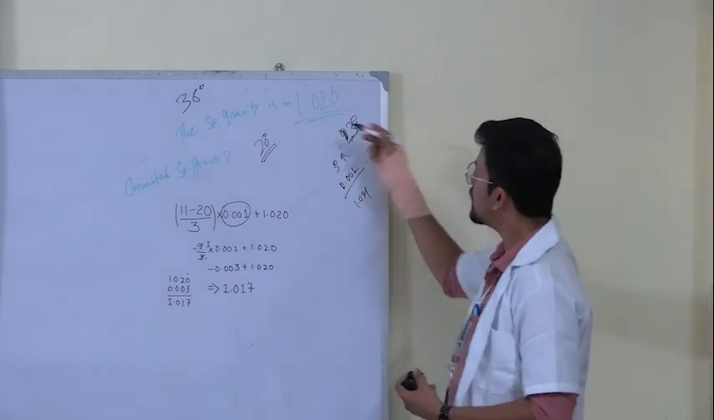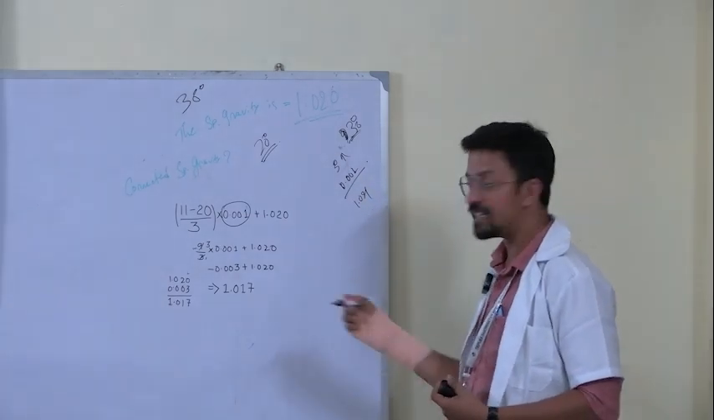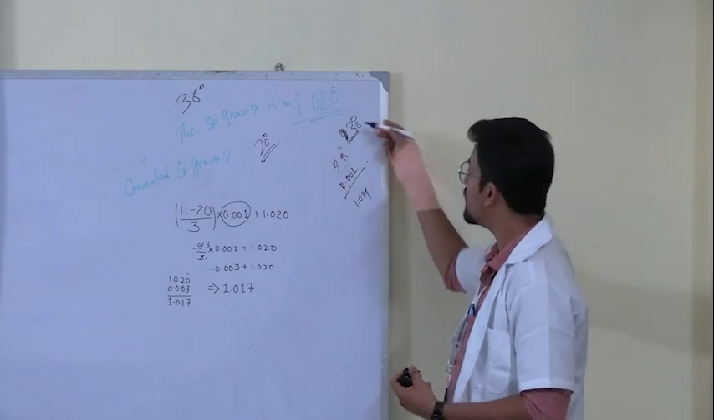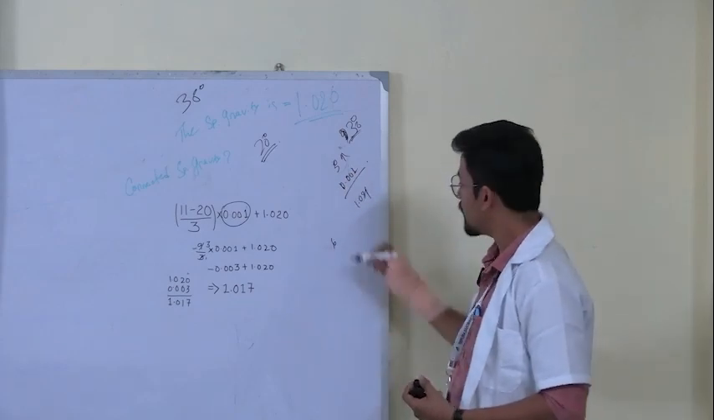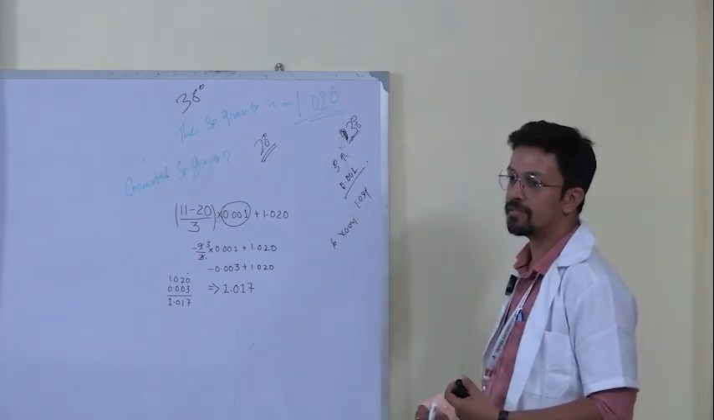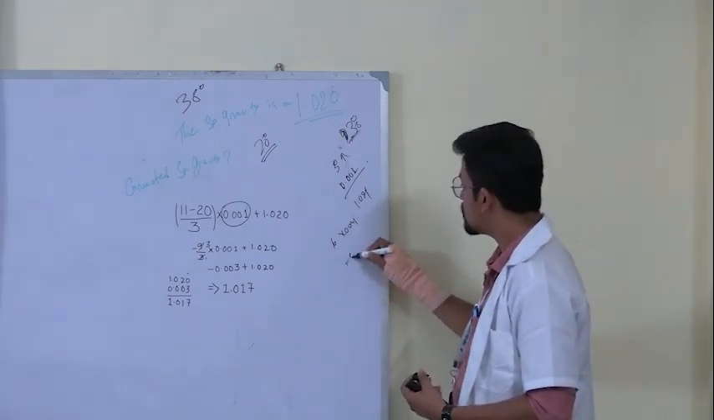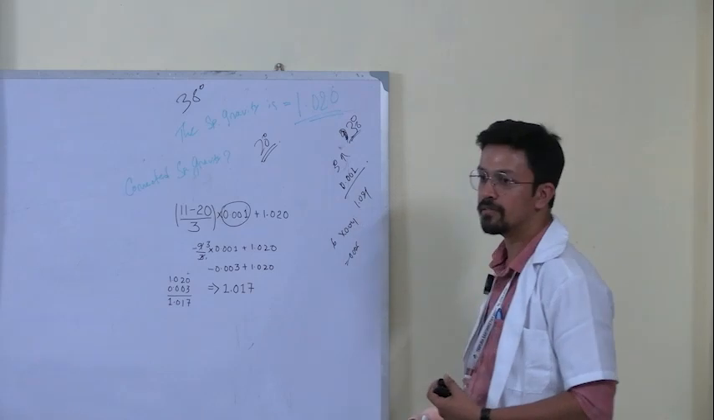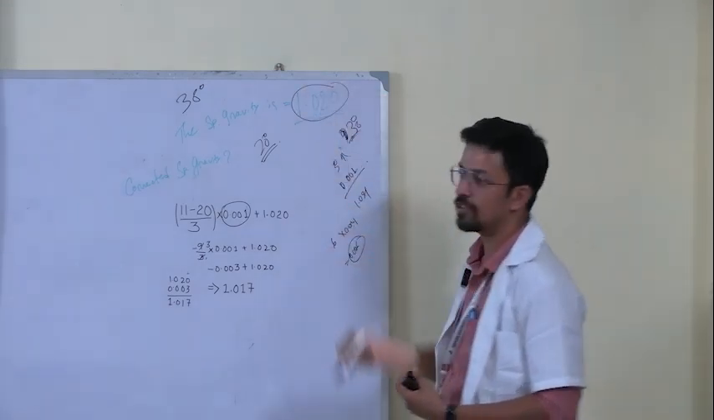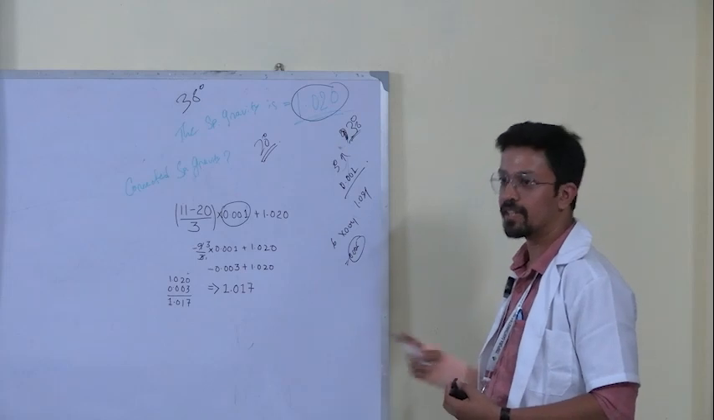18. 18 divided by 3 is how much? For each 3 degrees you have to add this much. Remember this part. So 18 divided by 3 is 6. Into 0.001 that you have to add. That comes to 0.006. So this much value you have to add to the value that you already got. Then you will get the corrected one.